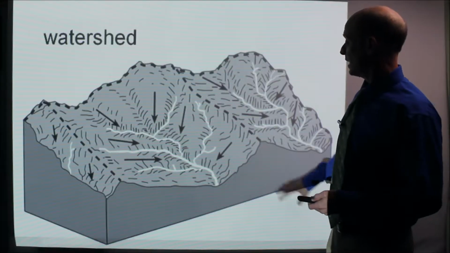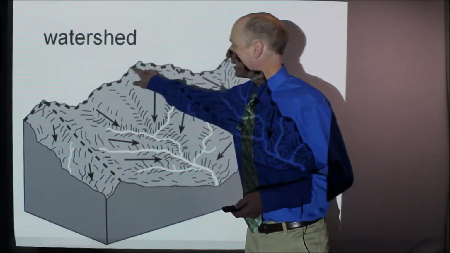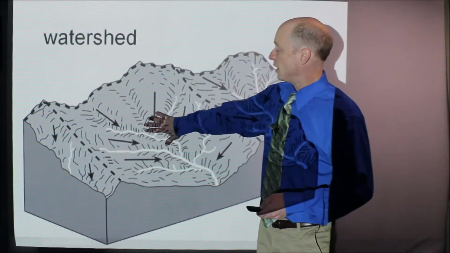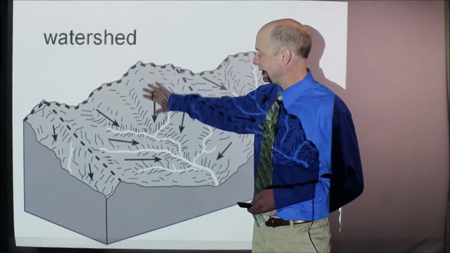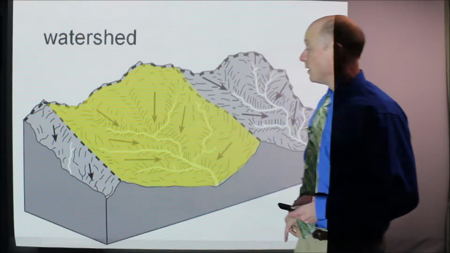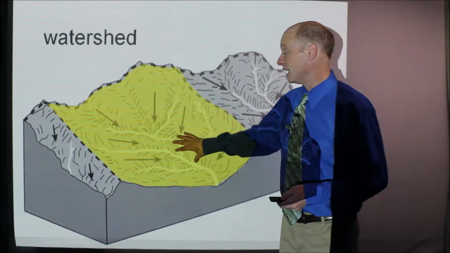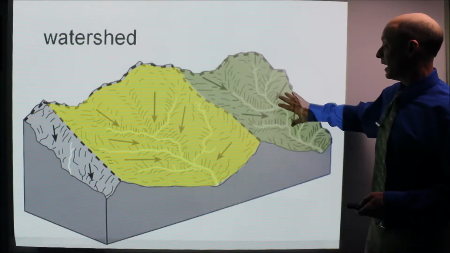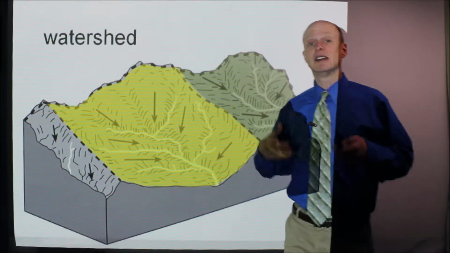Here is another example. See, it has these dotted lines delineating the ridges here. All the land that drains into this particular river, I outlined in yellow. And then the watershed of this particular river or stream is outlined in green. Okay, so it gives you an idea of what a watershed is.